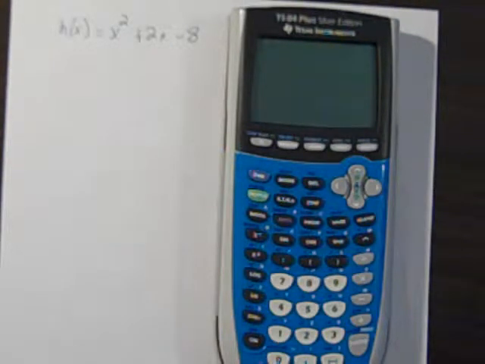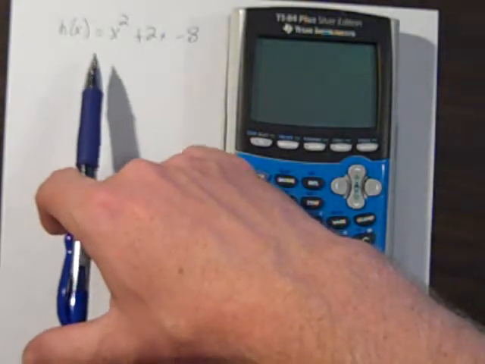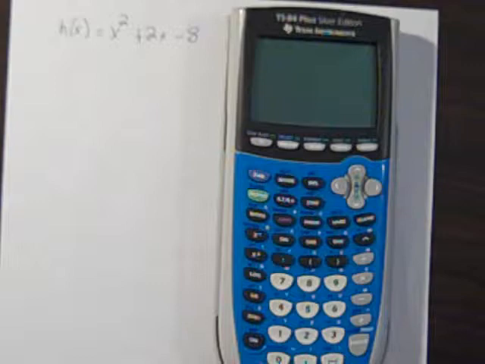Okay, right now we're working on finding the vertex. We're going to use our calculator to do this one. Now here is our quadratic function here. We've got h of x equals x squared plus 2x minus 8.